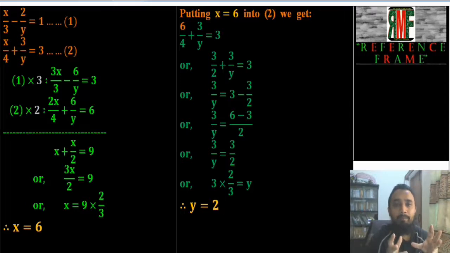I hope you understand this problem. If you really do, then you can solve the problem by yourself, inshallah. Okay, let us move on to the next problem.